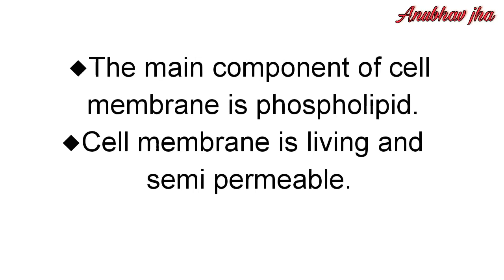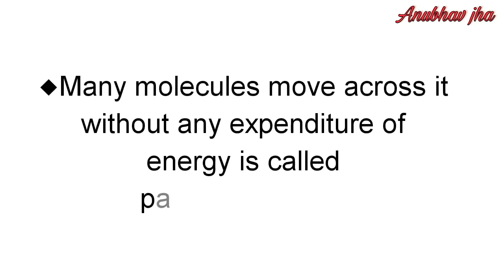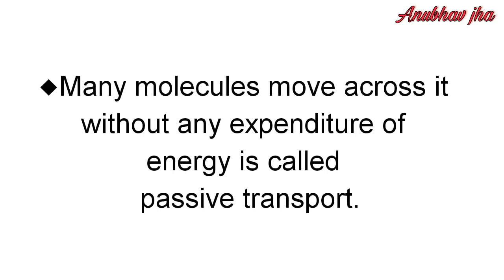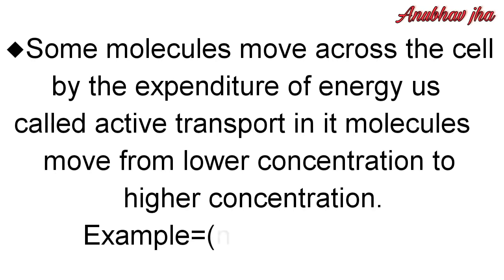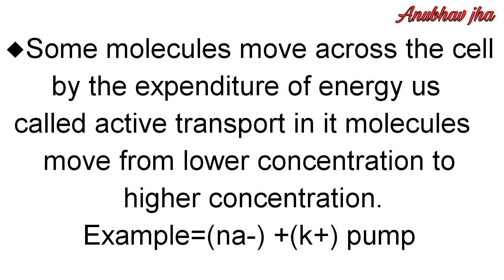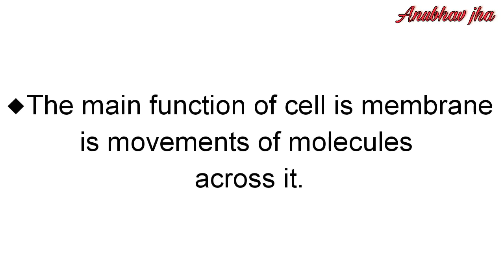The cell membrane is living and semi-permeable. Many molecules move across it without any expenditure of energy, which is called passive transport. Some ions or molecules move across the cell membrane from higher concentration to lower concentration, which is called osmosis. Some molecules move across the cell by expenditure of energy, which is called active transport. In it, molecules move from lower concentration to higher concentration. Example: the Na+ K+ pump. The main function of the cell membrane is the movement of molecules across it.